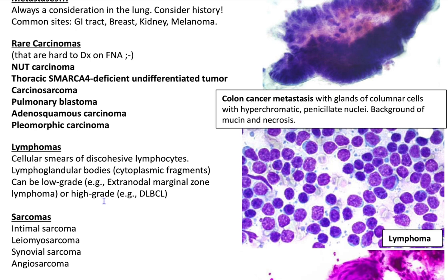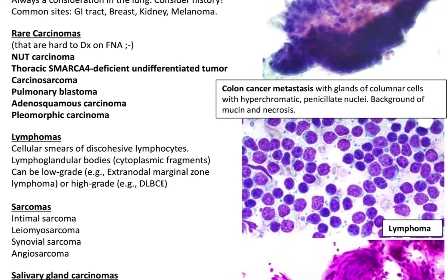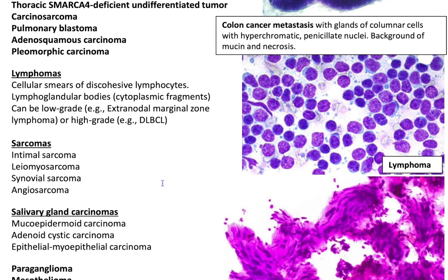Lymphomas, where you'll have cellular smears of discohesive lymphocytes, lymphoglandular bodies, which are cytoplasmic fragments, such as like this, possibly these right here. It can be low grade, like your extranodal marginal zone lymphoma, which are CD5, CD10 negative, or high grade, like your DLBCL. And if you have enough specimen, you want to send it out for flow if you're unsure.